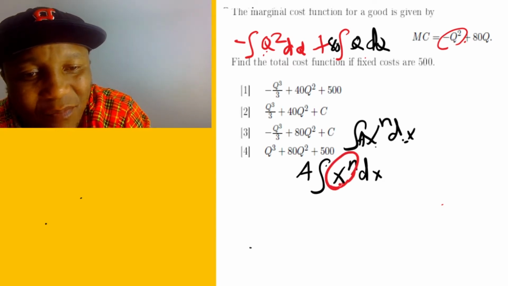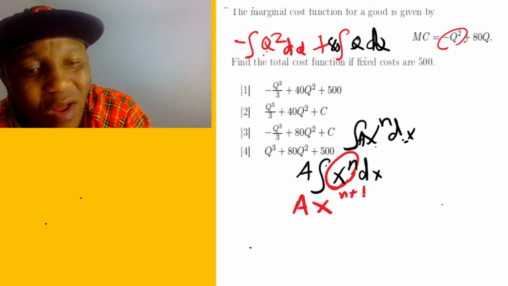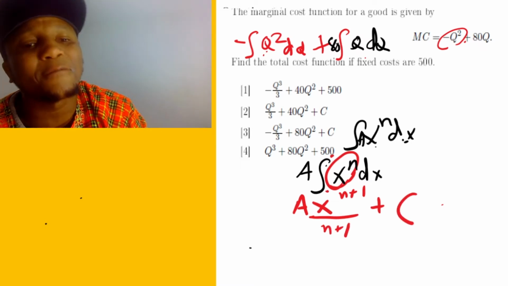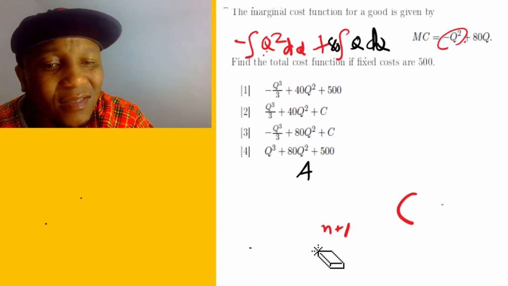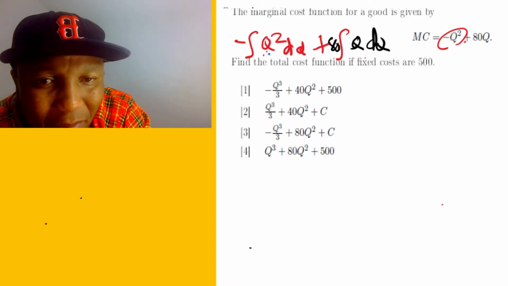So you write your a, and then write your x to the power n plus 1, over the same thing, n plus 1, and then you add a constant. Why do we add a constant? Because there's no limit here. Same with that one. If you look carefully, this is the power rule.